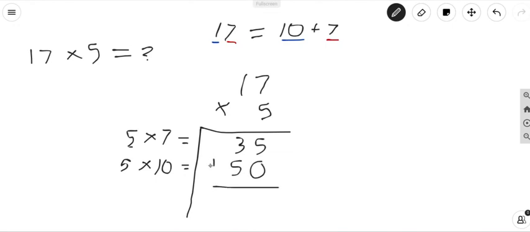And then when we add those together, 5 plus 0 is 5. 3 plus 5 is 8. So we get 85 as our answer.